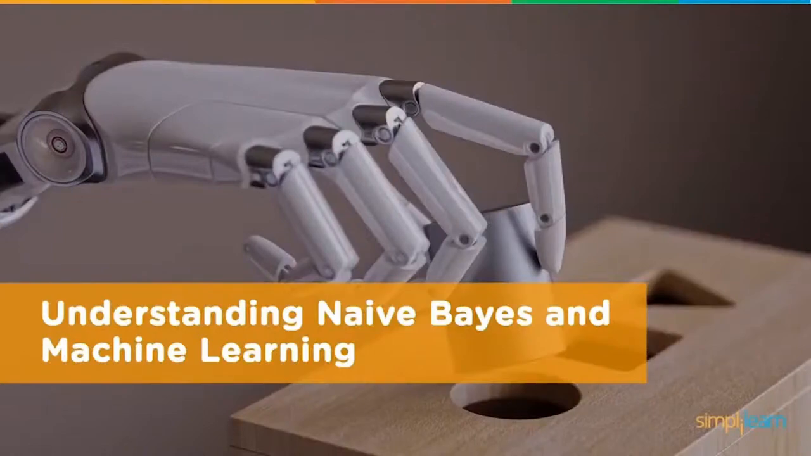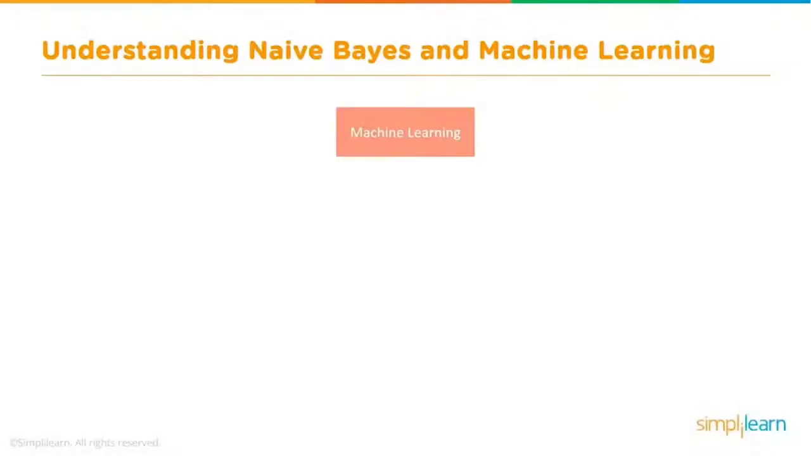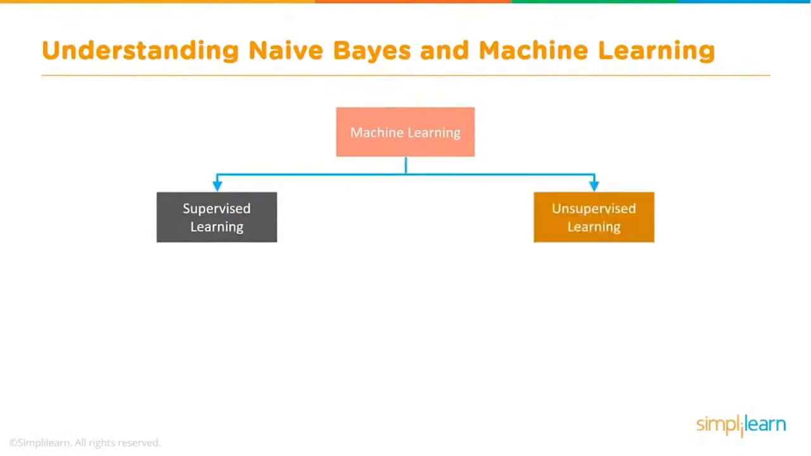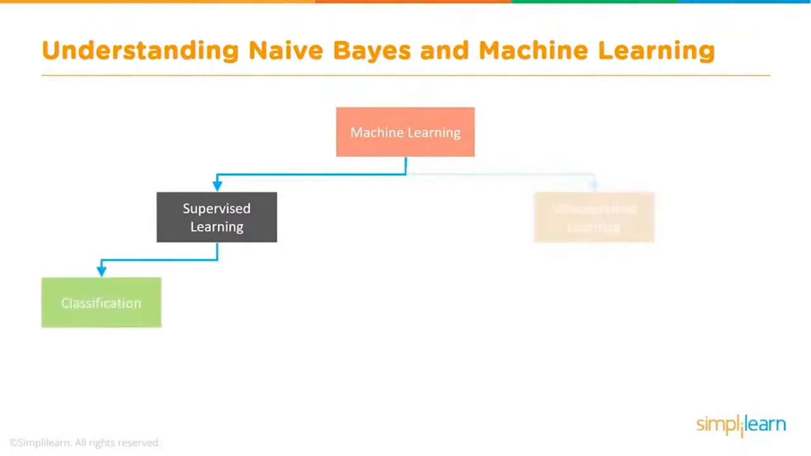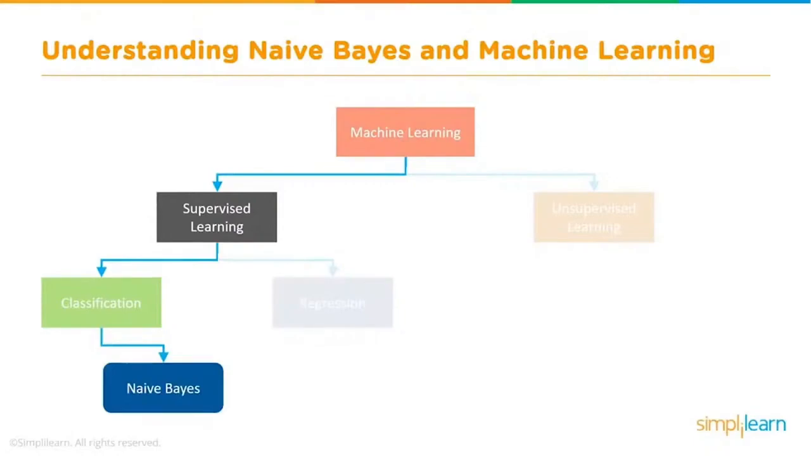Understanding naive Bayes and machine learning. Like with any of our other machine learning tools, it's important to understand where naive Bayes fits in the hierarchy. Under machine learning, we have supervised learning, and there are other things like unsupervised learning. There's also a reward system. This falls under supervised learning. And then under supervised learning, there's classification. There's also regression, but we're going to be on the classification side. And then under classification is your naive Bayes.